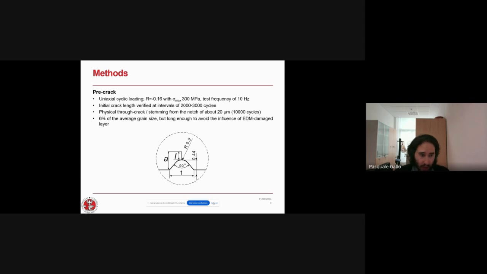Then when we saw that we had a physically true crack stemming from the notch root, our sample was ready. The length was about 20 micron, to which, of course, you need to add the depth of the notch to obtain your full crack length. The most important aspect is that this crack is quite small compared to the average grain size, but is also long enough to avoid influence of the damaged layer from the EDM machine, which is less than 10 micron from what we quantified via EBSD analysis.